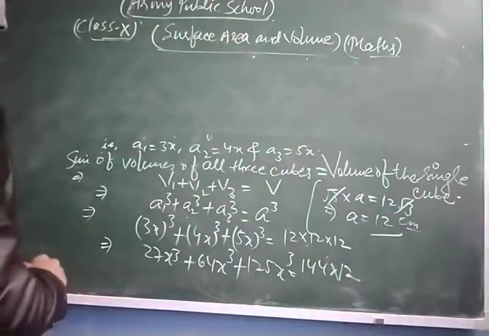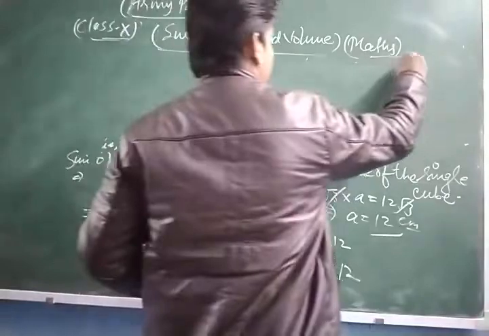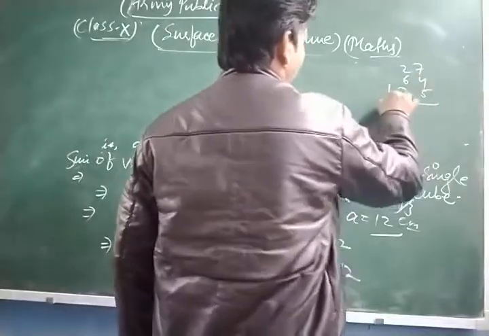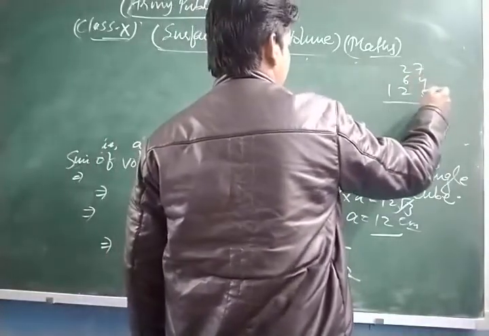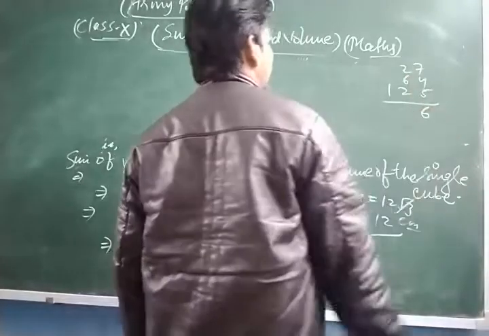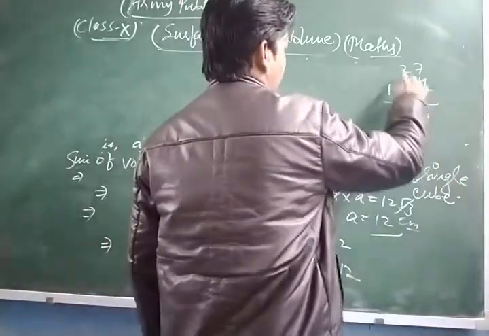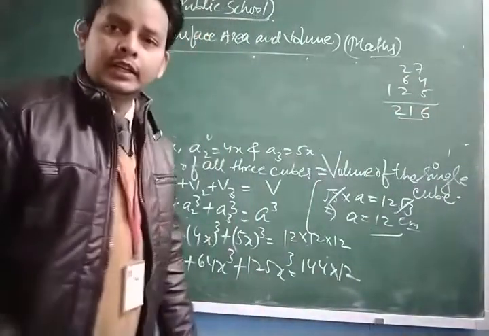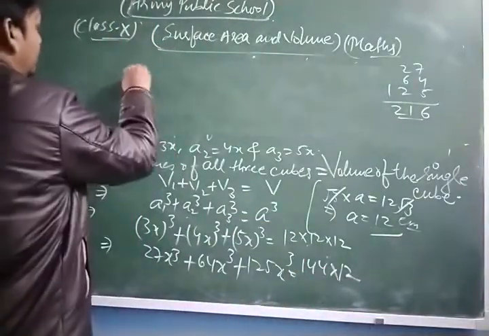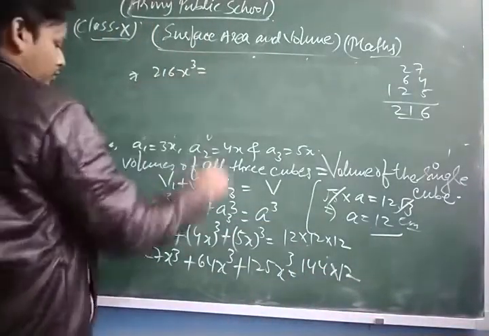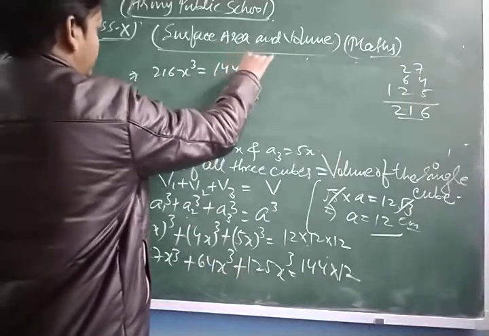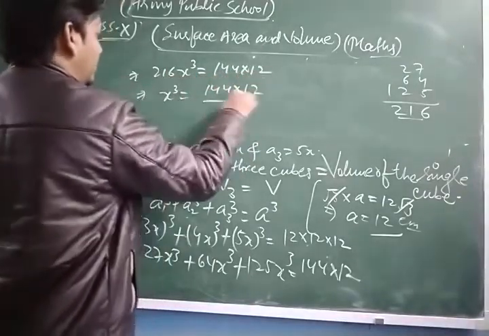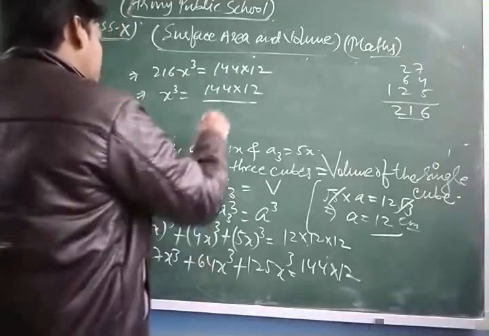Now look, now we are adding them, dear student. 27, this is 27, this is 64, this is 125. Now look, 216. So look, this is 216. x cube is equal to 144 into 12. So that is x cube is equal to 144 into 12 upon 216.